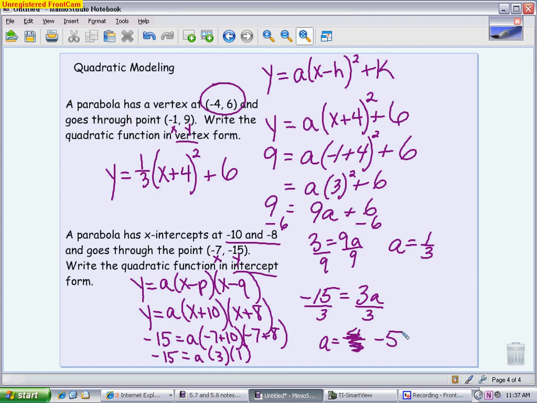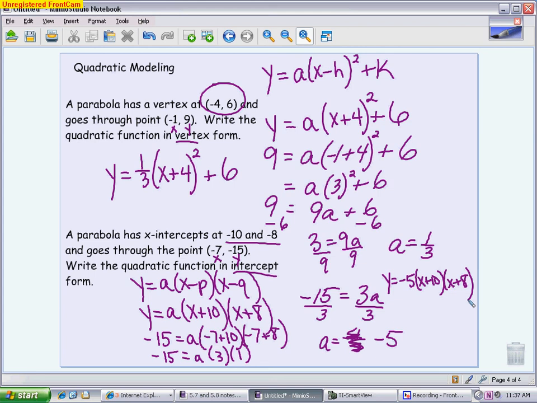What that a value tells me is my parabola opens downwards. It is also much narrower than your basic parabola. So my final answer is y equals -5 (x plus 10)(x plus 8). Doesn't matter which one you put first, the x plus 10 or the x plus 8.